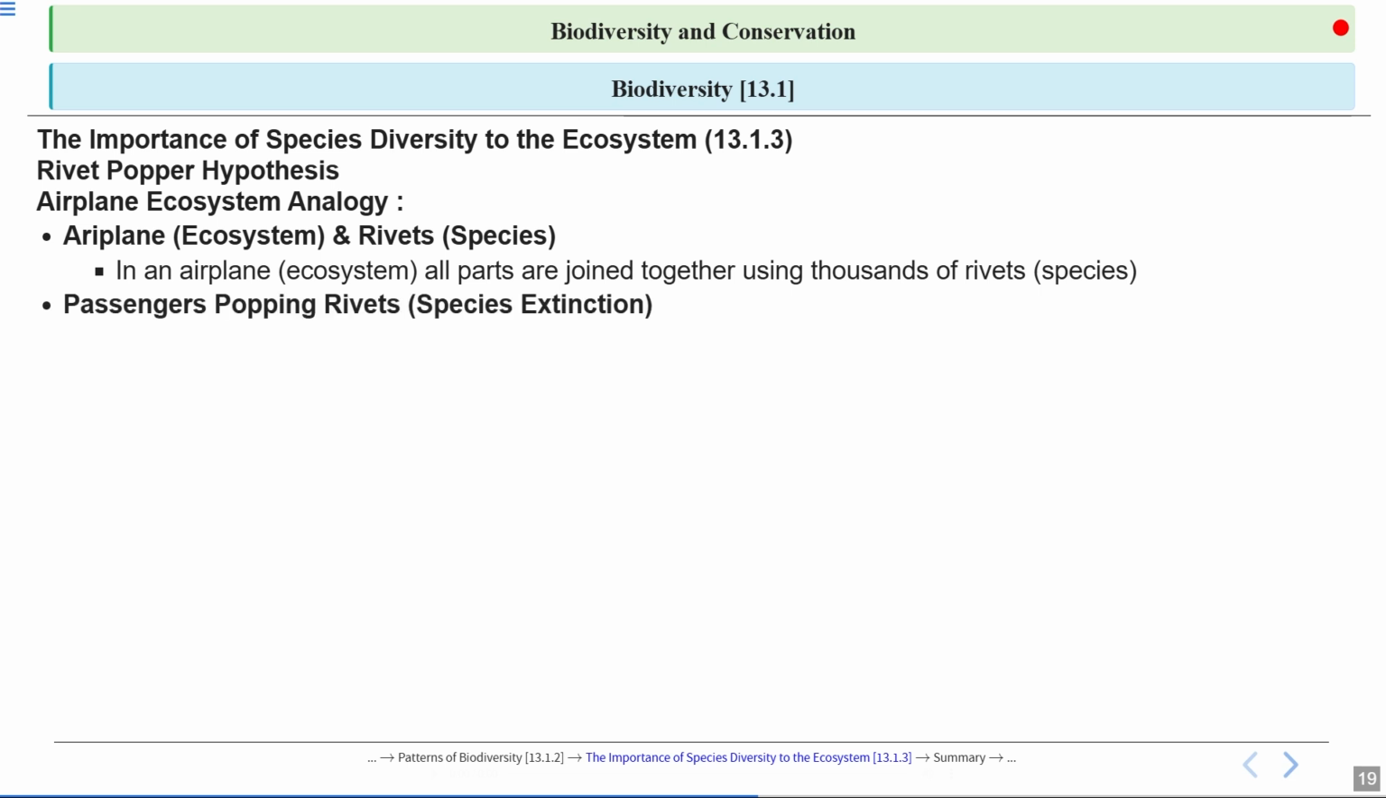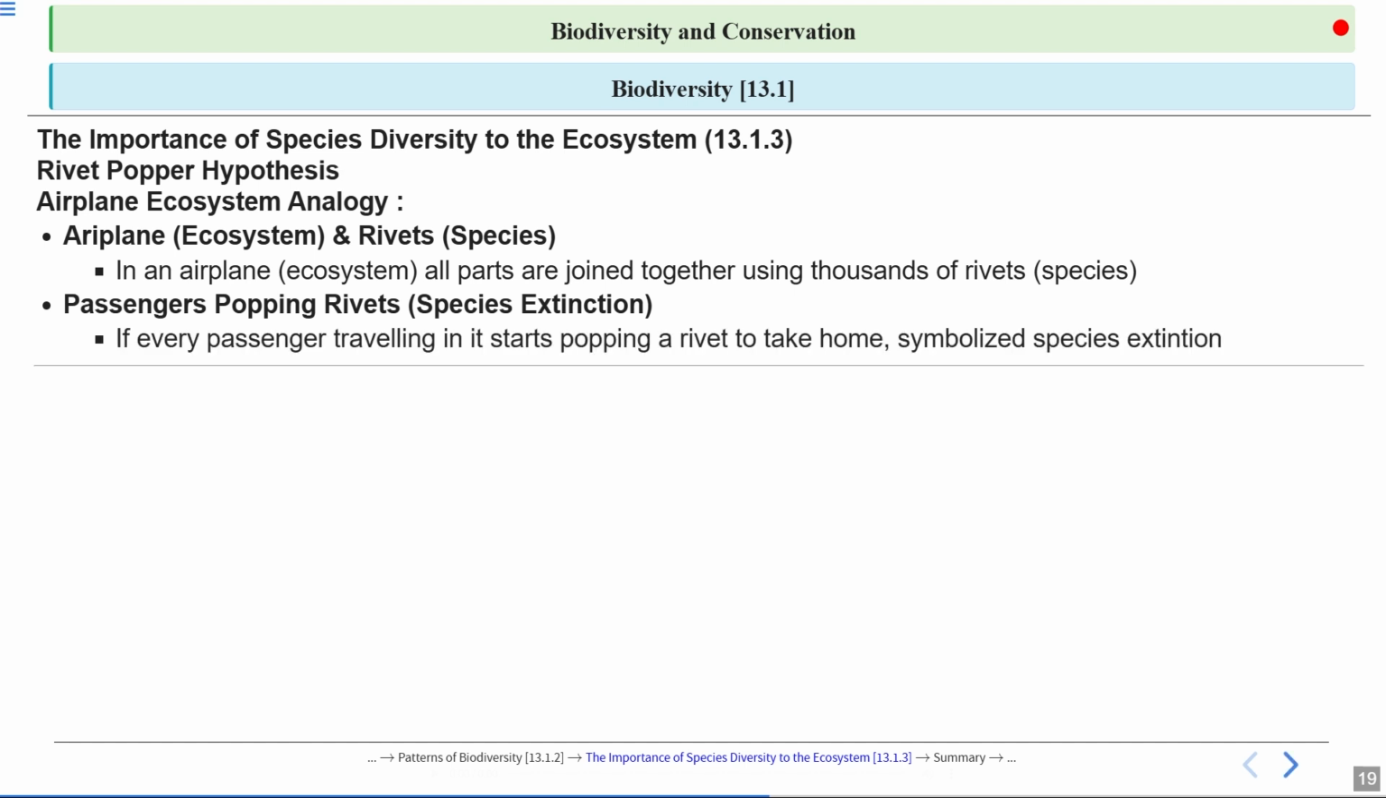Now imagine if every passenger on the plane started popping out a rivet to take home. Okay, this means the species are getting extinct. So each time a species disappears, it's like removing a rivet from the airplane. So removal of a rivet means a species is getting extinct.